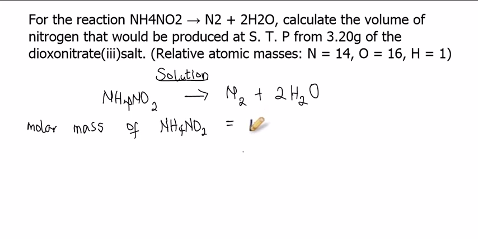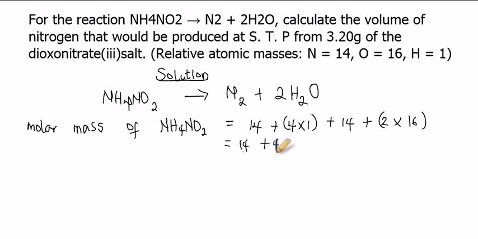For nitrogen 14 plus we have 4 atoms of hydrogen present, 4 times 1, plus nitrogen again 14, and for oxygen 2 atoms, 2 times the atomic mass which is 16. So this equals 14 plus 4 plus 14 plus 32, which gives a total of 64 grams per mole.